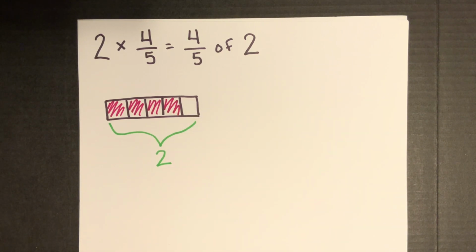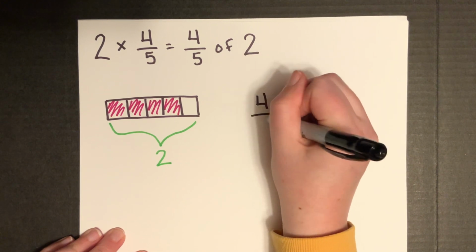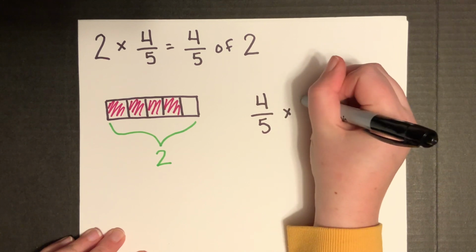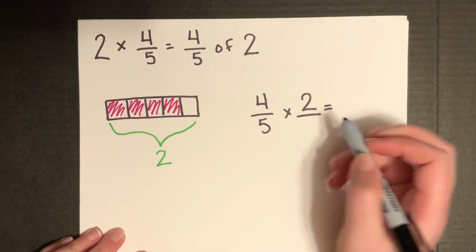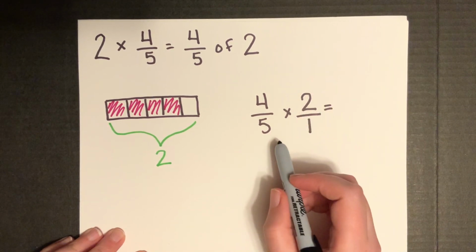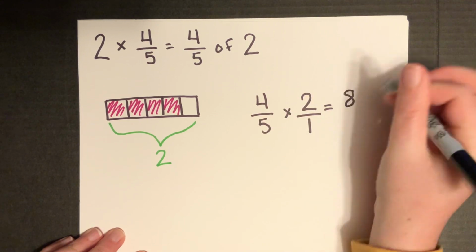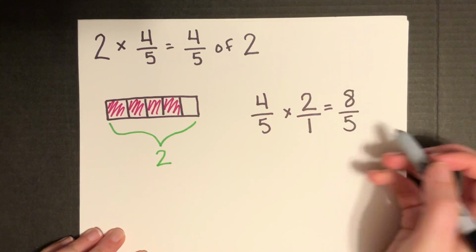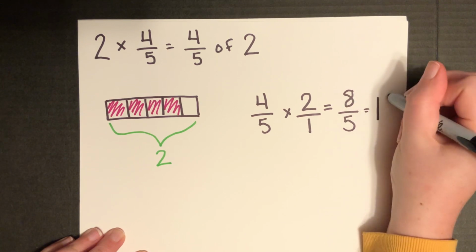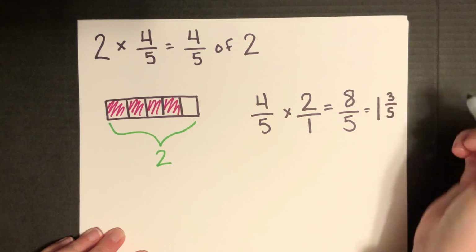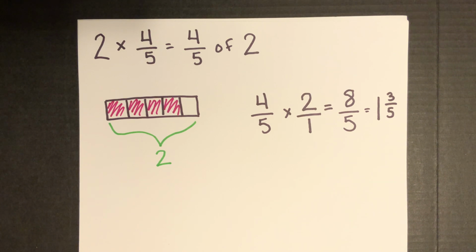Okay, so let's actually look at this a slightly different way. We're going to say 4/5 multiplied by 2. And kind of an interesting thing here is if we put this over 1, because that's how 2 would be written as a fraction, now we can look, okay, well, this is also the same as 8/5. This is an improper fraction, so we would say this is also equal to 1 3/5. So all together, this would be 1 3/5.